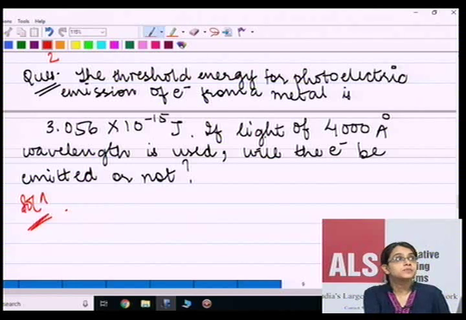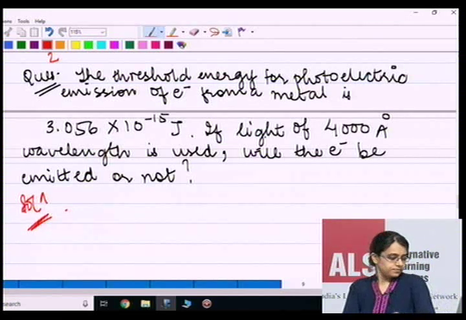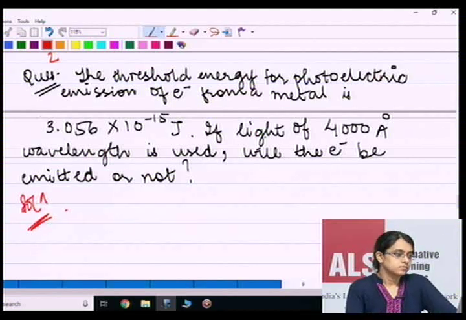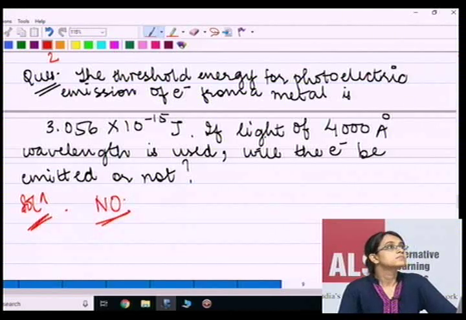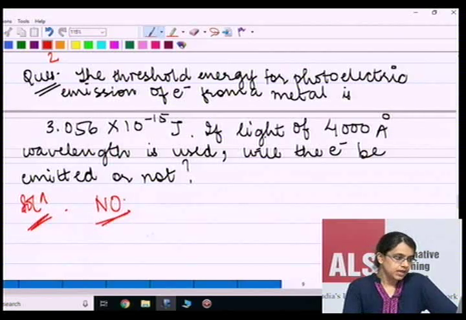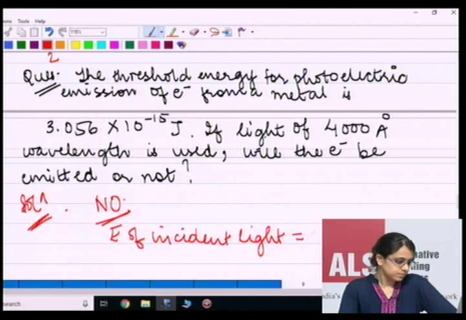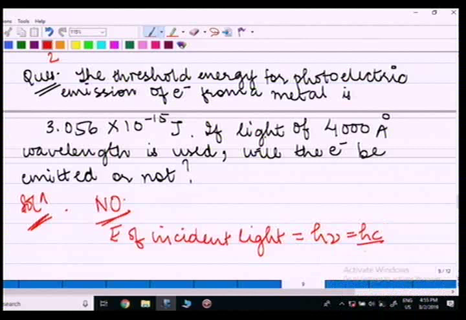Kristukula, can we have an answer from you? The electrons will not be emitted because the energy of the radiated light is actually less than the threshold frequency. And how you can calculate the energy of incident light is h nu, which is equals to hc by lambda.